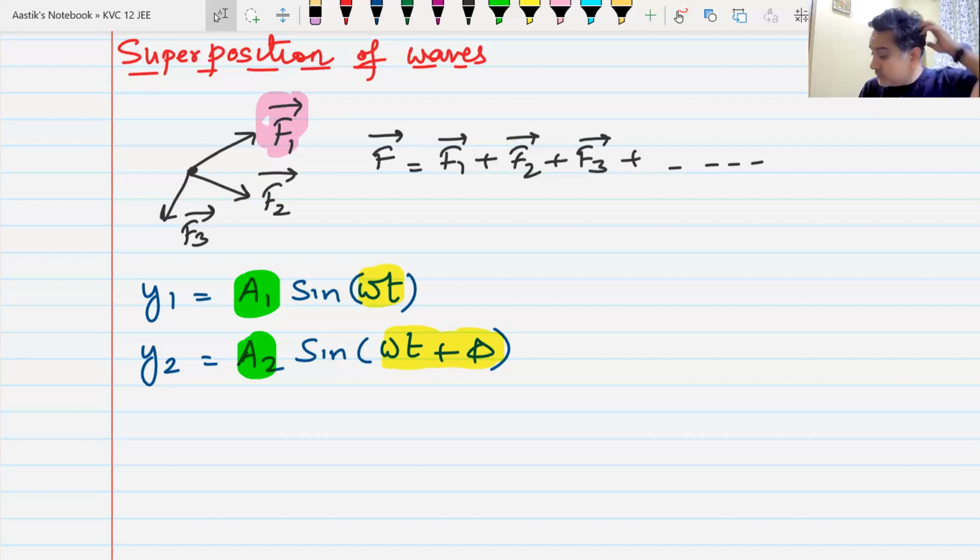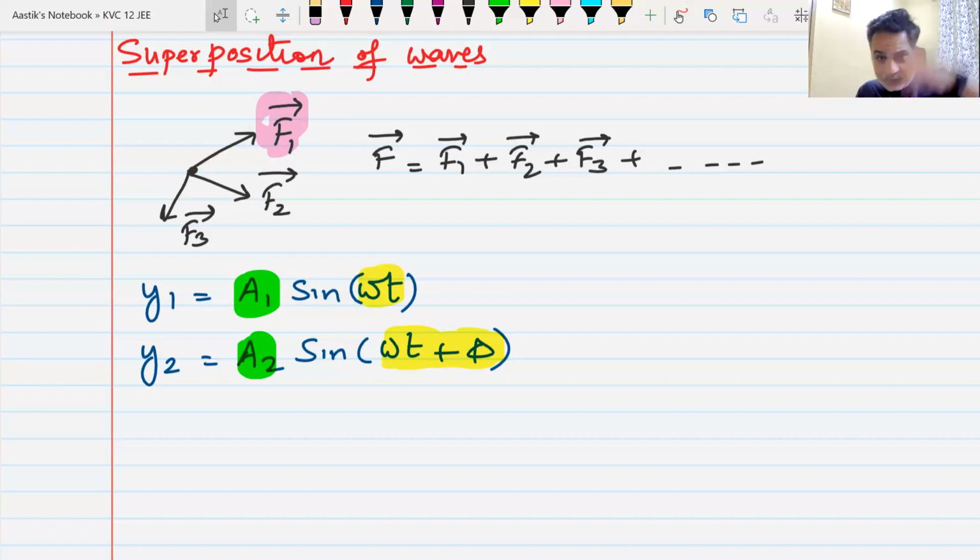So phases are different, amplitudes are different, but omega I have kept same. Why have I kept the same omega? Because different omega is not in your course. So these waves, or these displacements, have the same omega, but they have different phases and different amplitudes.